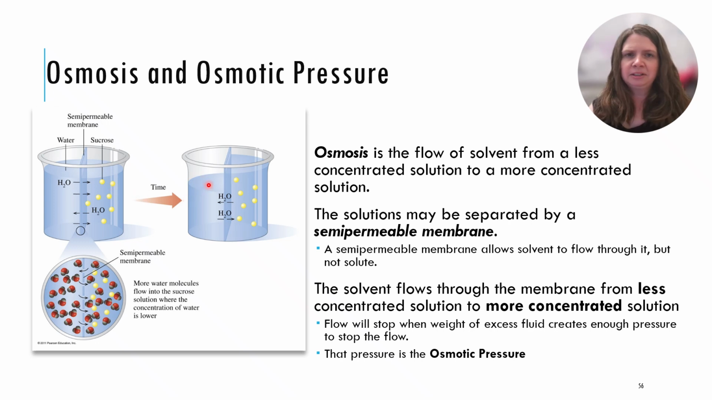This decreases the liquid level on the pure water side and increases it on the solution side. Flow continues until the pressure exerted by the height difference stops further movement. This opposing pressure is called the osmotic pressure, and the more concentrated solution has the greater osmotic pressure.